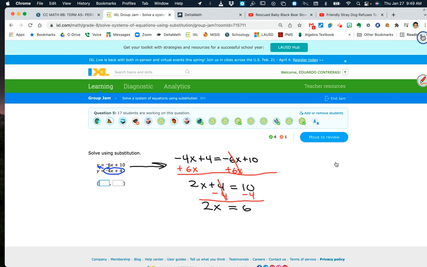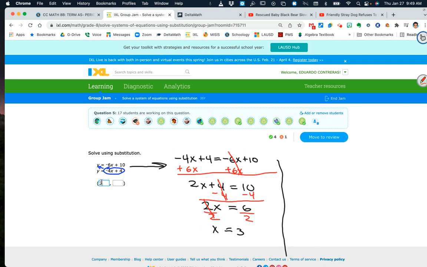Equals 6, so we'll divide by 2 and we get 3. So x equals +3. So now we know the x value, it's 3. We have to figure out what y is.